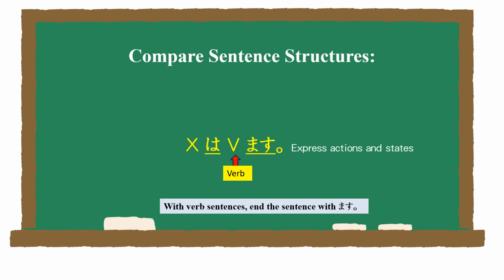Let's begin by looking at a sentence structure containing a verb. In this sentence structure, V represents the verb, and the sentence pattern is xは verb ます。You can insert any verb into the V slot. Now let's compare this sentence structure with the one that we've been using until today's lesson. Do you notice the difference in the sentence ending?